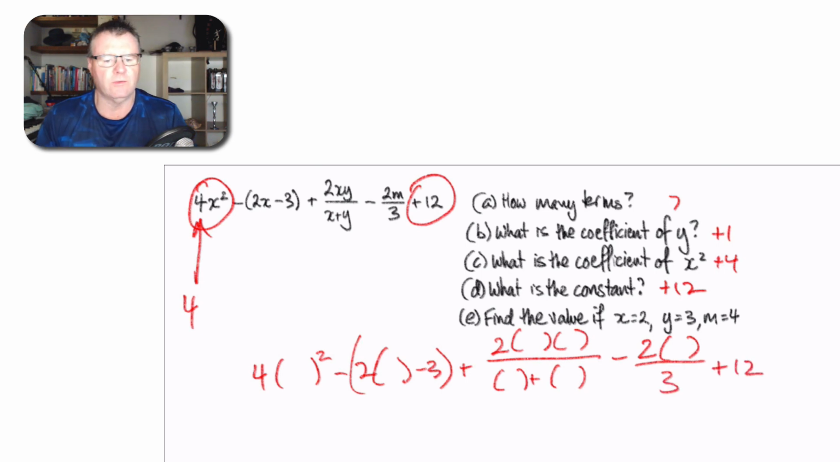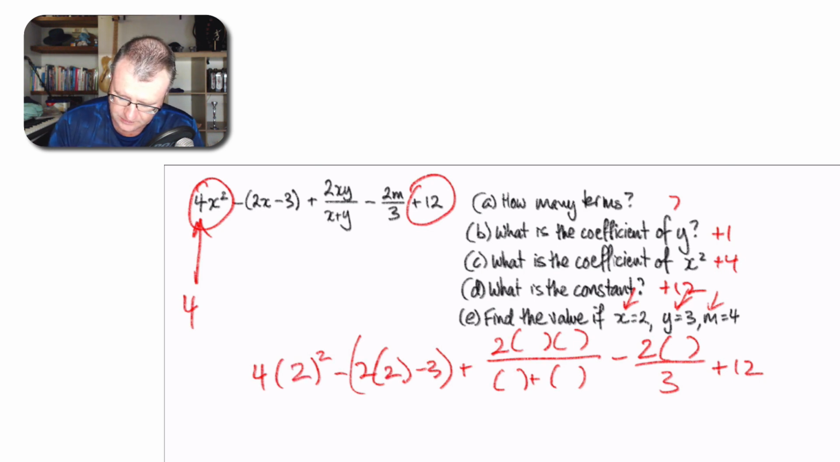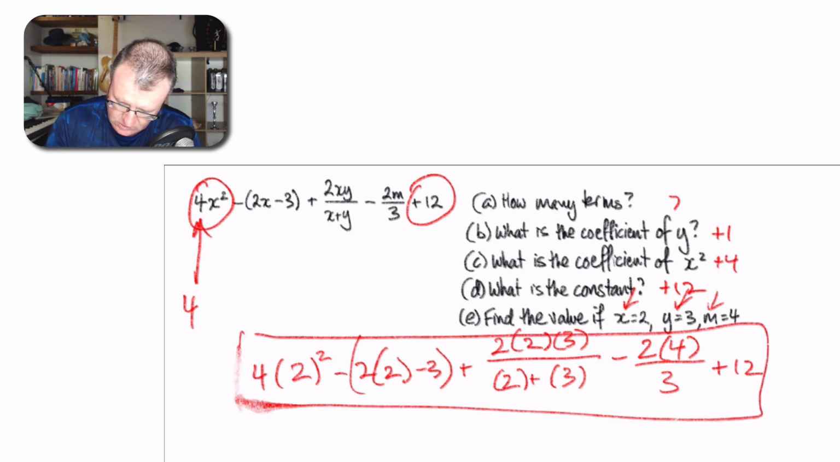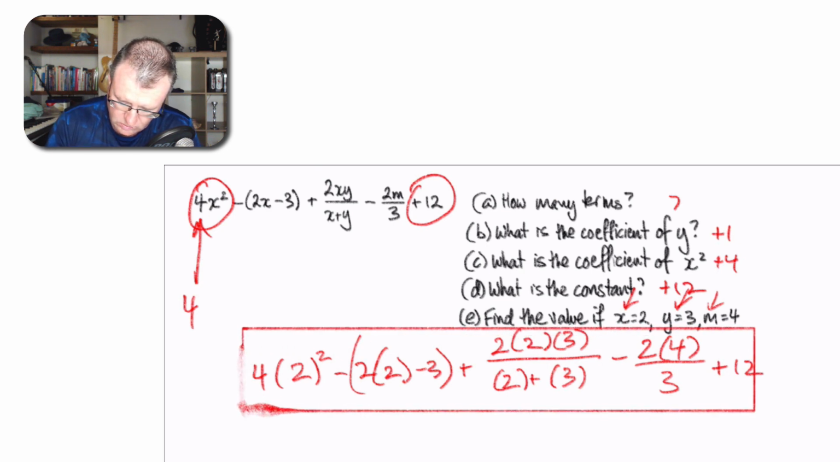All right, I've just rewritten the whole thing, but I've put brackets in where there were letters. And for the corresponding x, y, and m values, I'm going to put them into the bracket. So wherever I saw an x, I'm going to put a 2. So 2 there, 2 there, a 2 there, a 2 there. Wherever I saw a y, I'm going to put a 3. So that gives me a 3 there, a 3 there, and wherever I saw the m, I'm going to put the number 4. So that's that one. So now I've got my new expression.